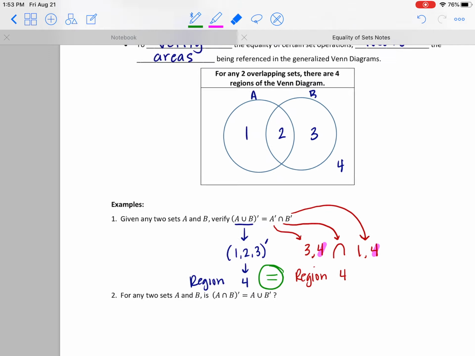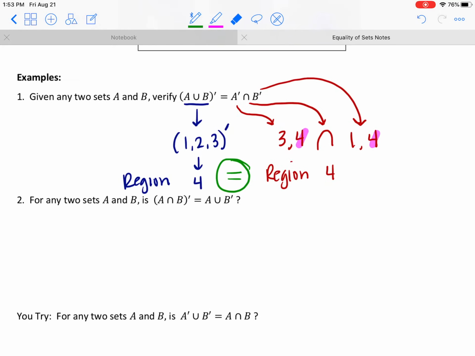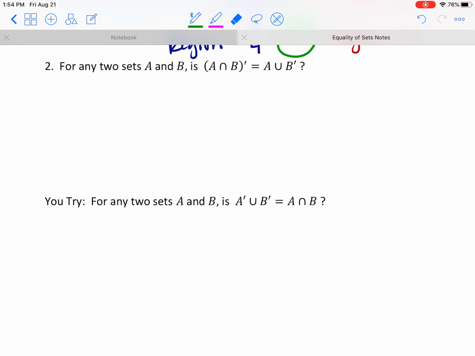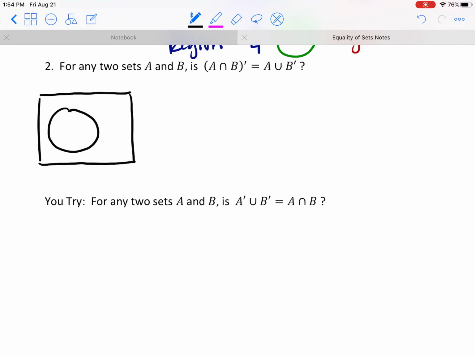Okay, let's try it again. So just so I don't have to keep scrolling back and forth, you have your picture there, but I'm going to draw another one. So for any two overlapping sets A and B, we are going to have 1, 2, 3, 4 regions in the Venn diagram where those elements could go. So now we're going to try to verify a couple of different things here. We're going to look for the intersection of A and B and then the complement of that intersection.